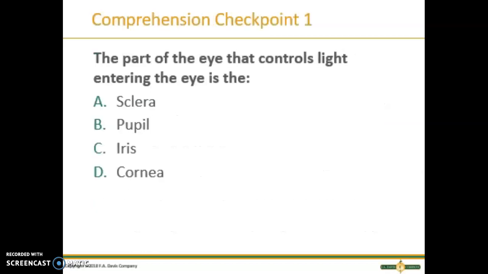Let's look at our first comprehension check here. The part of the eye that controls light entering the eye is the... Good. If you selected C, the iris, you are correct.